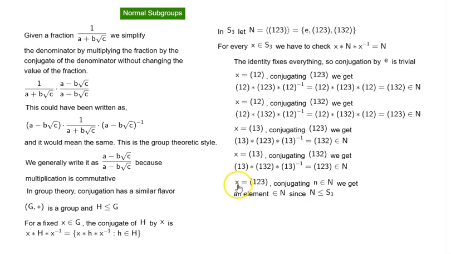Okay. Now, if we take x equal to (1 2 3), remember (1 2 3) is there in the subgroup N. So conjugating it will in any case satisfy the condition that it is an element in N. Why? Because N is a subgroup of S3. And the same is the case with respect to (1 3 2). So we have checked in all the cases, this condition is being satisfied.